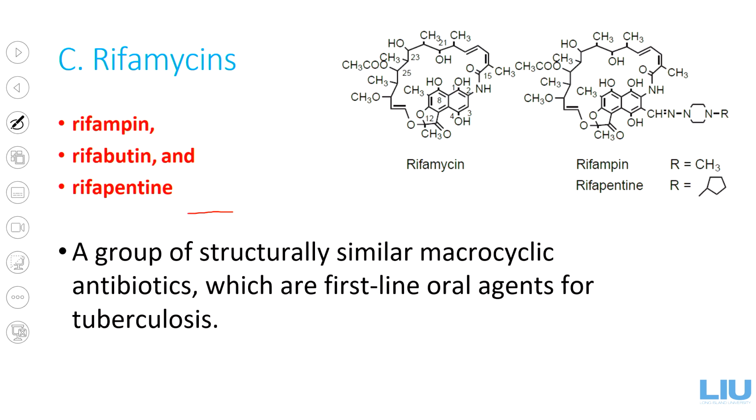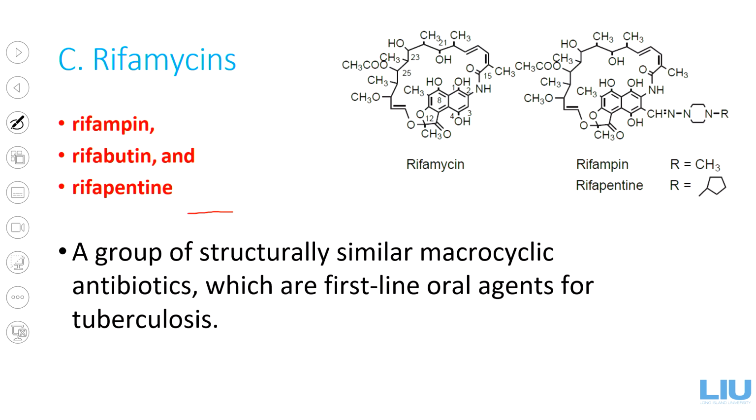Okay, so we talked about the first line of treatment. We've said there are 4 drugs. What are they? Isoniazid, rifampin or rifamycin group, pyrazinamide, and ethambutol, right? So we covered isoniazid. Next, we'll talk about the rifamycins.